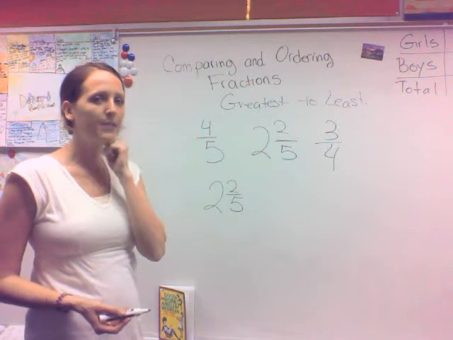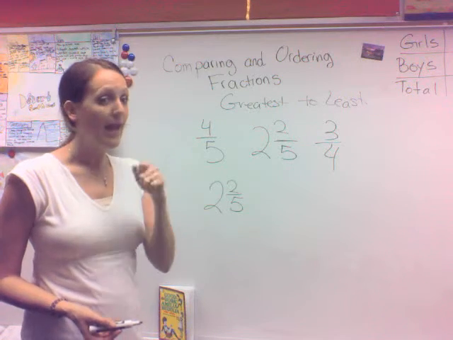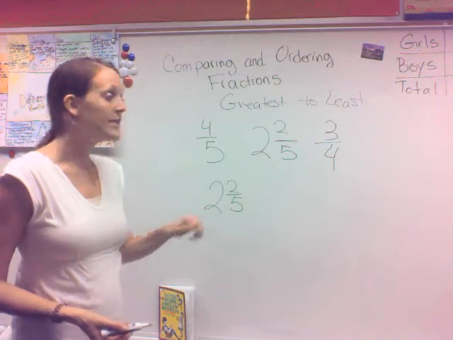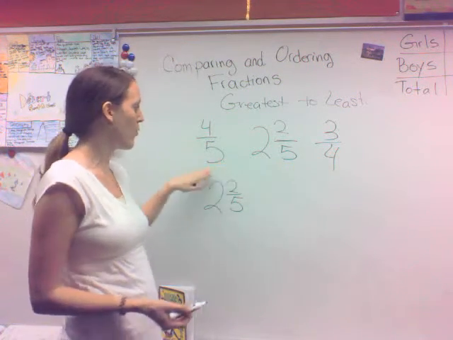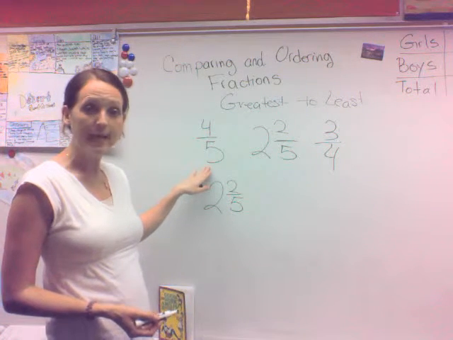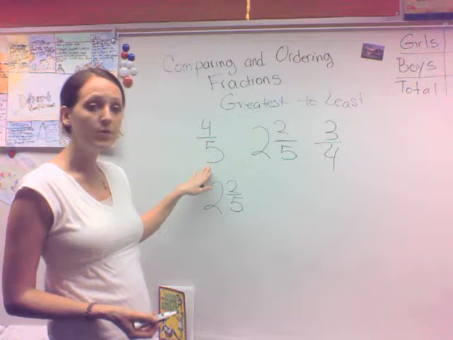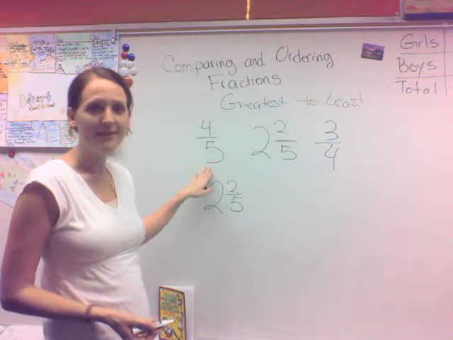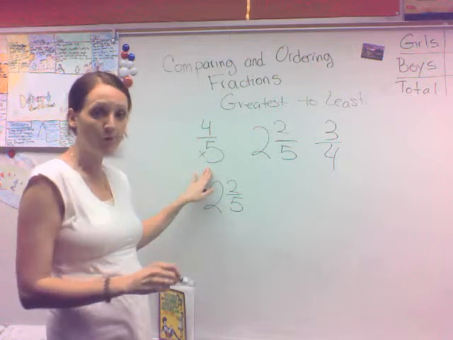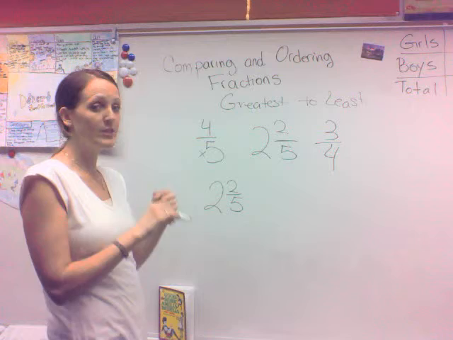Are you seeing what number I can change my 4 and my 5 to? Since I have to have a like denominator, let's count by 5s until we get to one of our 4s. Can we change our 4 to 5? No. 10? Is that one of our 4s? 15? No. How about 20? Good. I hope you recognize that 20 does work. I can change both 5 and 4 to 20. If I do it to the bottom, I have to do it to the top.